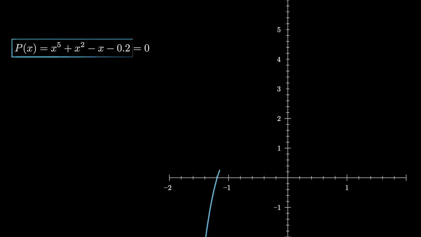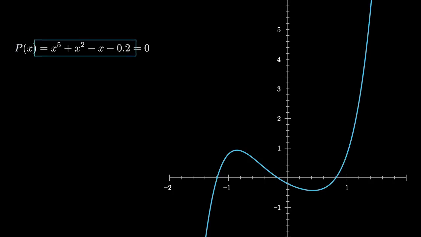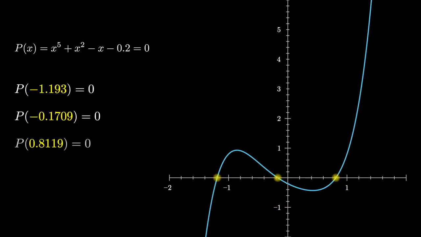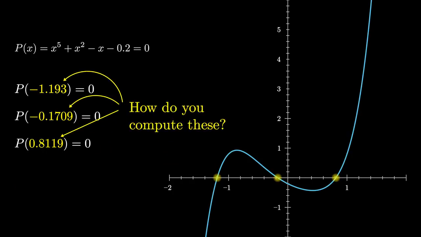The starting point here will be to assume that you have some kind of polynomial and that you want to know when it equals 0. So for the one graphed here, you can visually see there's 3 different places where it crosses the x-axis, and you can kind of eyeball what those values might be. We'd call those the roots of the polynomial. But how do you actually compute them exactly?